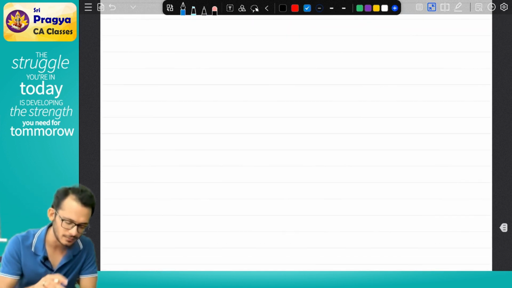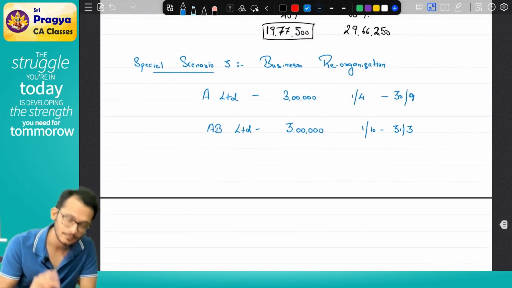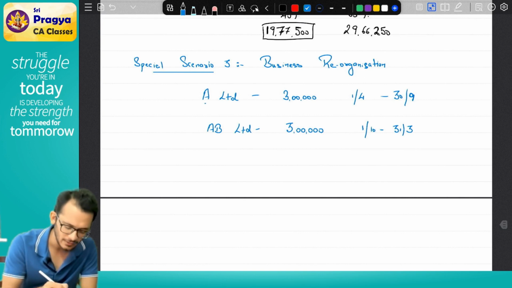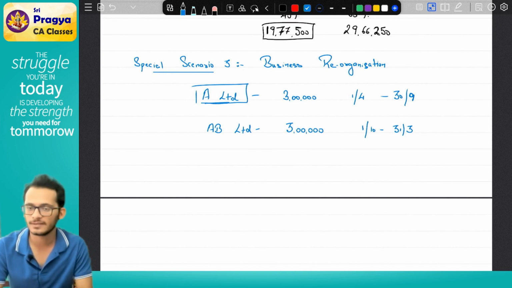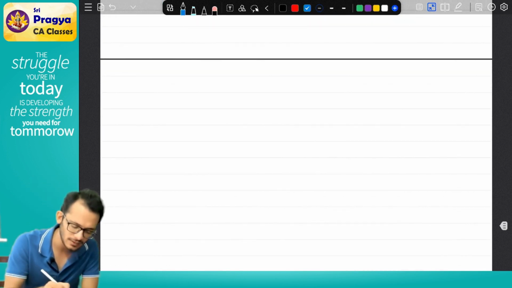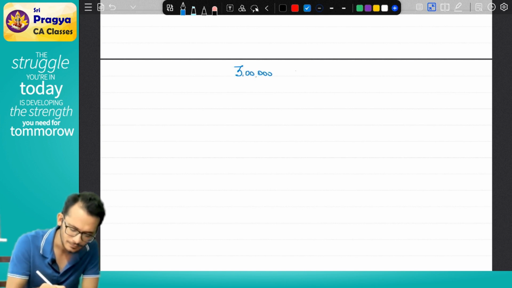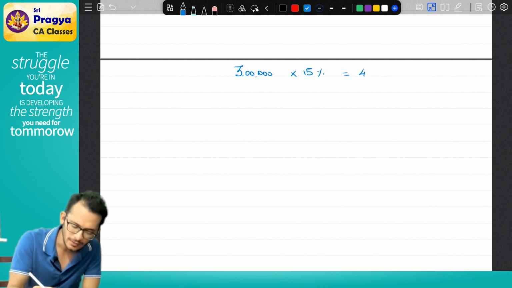Who is this one person? The one person is AB. Assume that AB is alive. If AB was alive, in the current year I would have claimed a depreciation of 3 lakh into 15%. So do one thing, claim depreciation of 3 lakh into 15%. What is the number? 45,000.